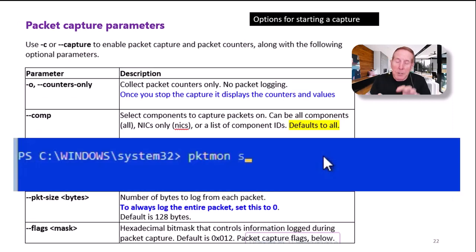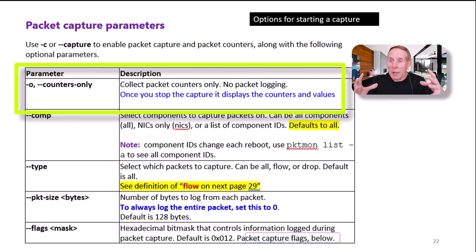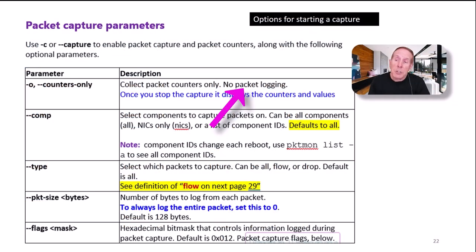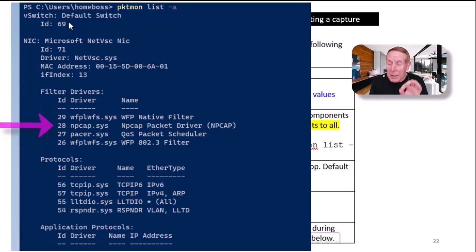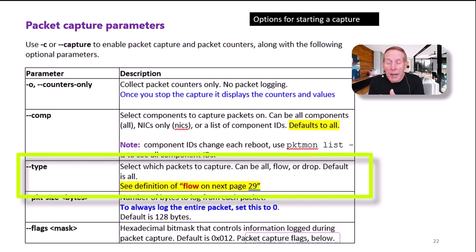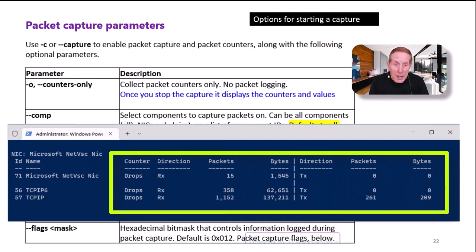In your capture, pktmon start -c, you can also add the dash o, meaning we're going to capture only counters, and we'll look at counters. It allows us to see our entire stack and the traffic going through it. But if you choose the counters, there's no logging. Also, you can do --comp, or components, and you can select any element in your network stack and look at that only, or two or three components and look at them only. You do have the option --type, which allows you to look at traffic, what we call flow, in and out. You can also look at just dropped packets in the network stack, or the default is all. You see both flow and dropped packets.